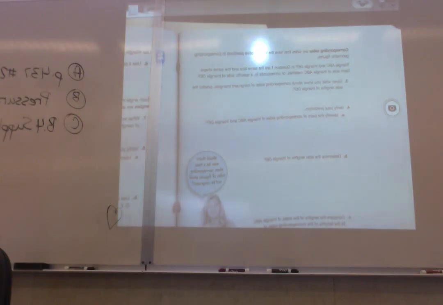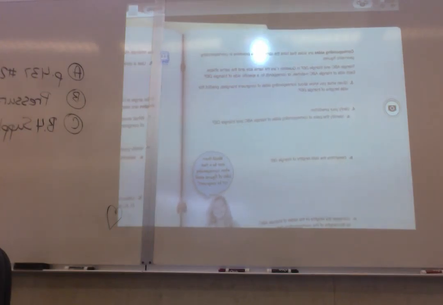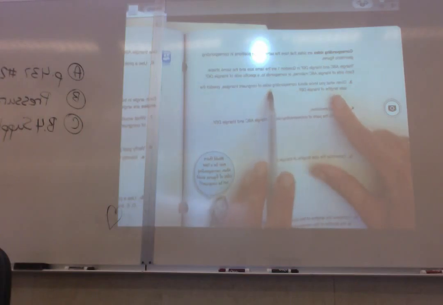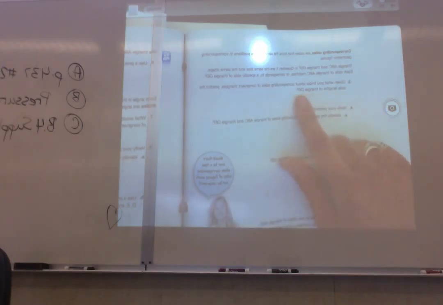So I made a point of going in alphabetical order so that the letters correspond. The A, which is first in the alphabet, corresponded to the same spot on the triangle as the D, which is the first letter in the alphabet. That's what we're talking about, the pieces that match up. Given what you know about corresponding sides of congruent triangles, predict the side lengths of triangle DEF.